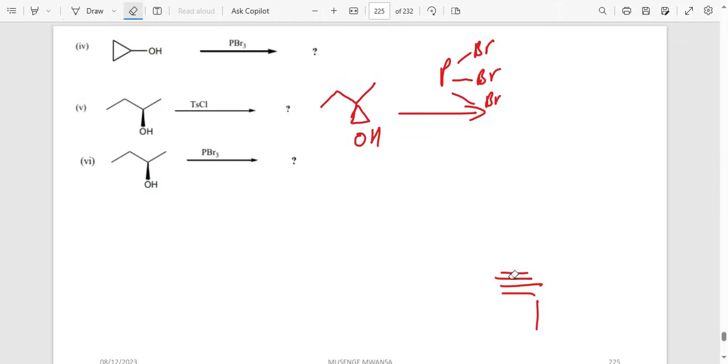It will have an H, but just know that for this mechanism you always use pyridine.